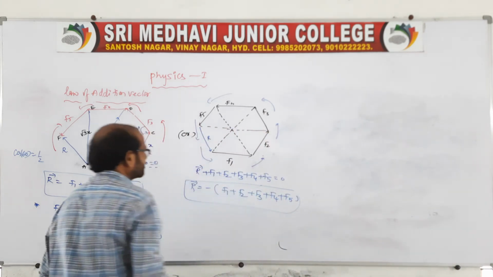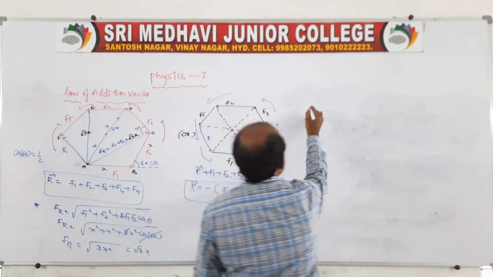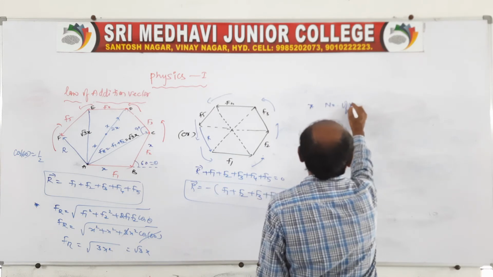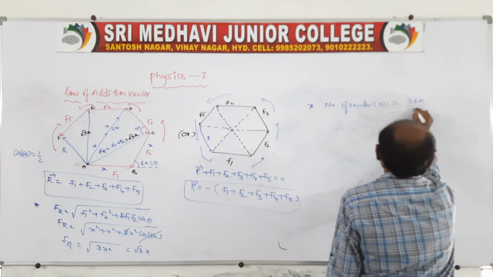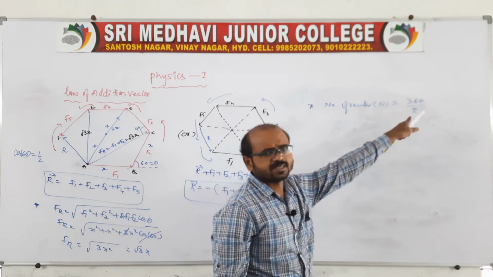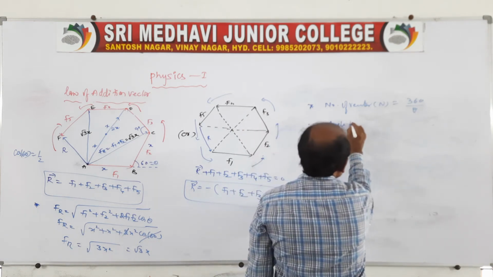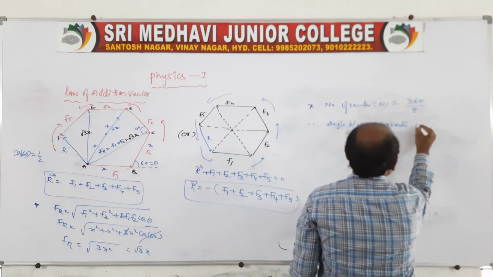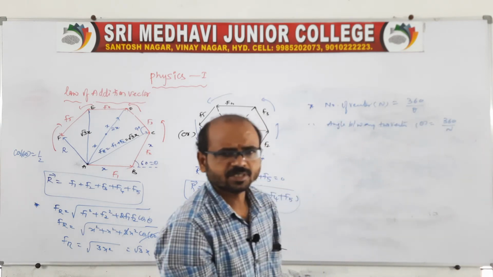Suppose a number of vectors are represented. Sir, how do we get the number of vectors? There is one formula to find the number of vectors: n is equal to 360 divided by theta, because for a closed polygon you take 360 by the angle theta. Sometimes they may ask you the angle between any two vectors. That will be represented as theta is equal to 360 divided by n. If we know the number of vectors, then we will get the angle.